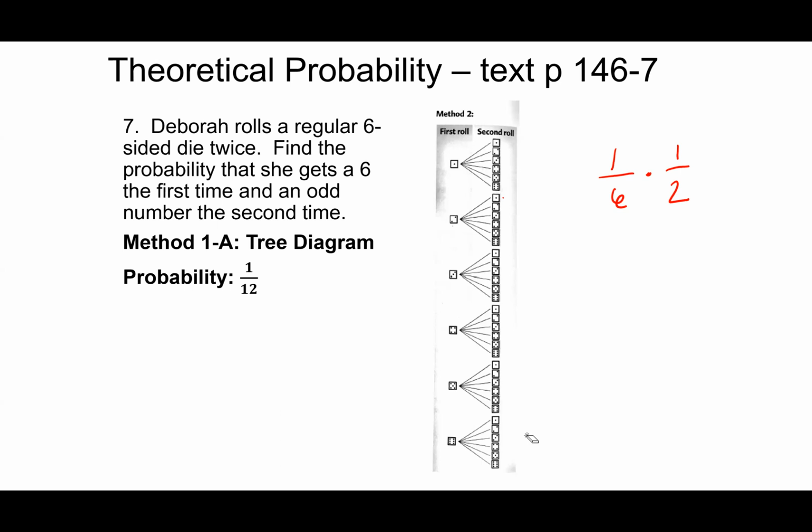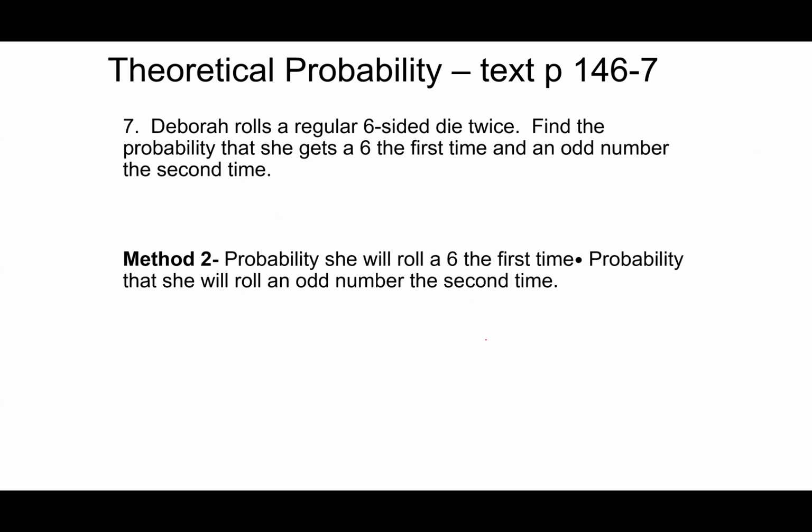Could you just do 1/6 times 3/6? You sure could. Yeah, you could totally do that, and if that makes more sense to you, 100%. Because now we can cross cancel, and then we get the same answer that we should have gotten: 1/12. Okay, so when you're doing this mathematically, friends, you're gonna multiply the probability of the first event times the probability of the second event, and they might be different. So you have to take that into account.